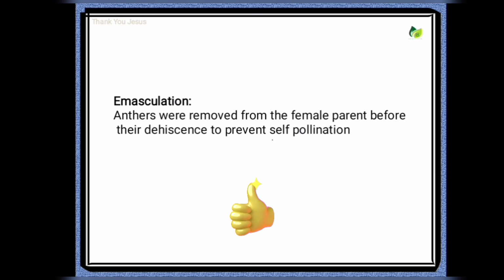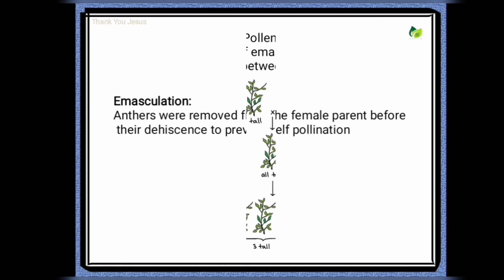Next one, emasculation. Anthers are removed from the female parent before their dehiscence to prevent self-pollination. This removal of anthers before pollination to prevent self-pollination is nothing but emasculation.